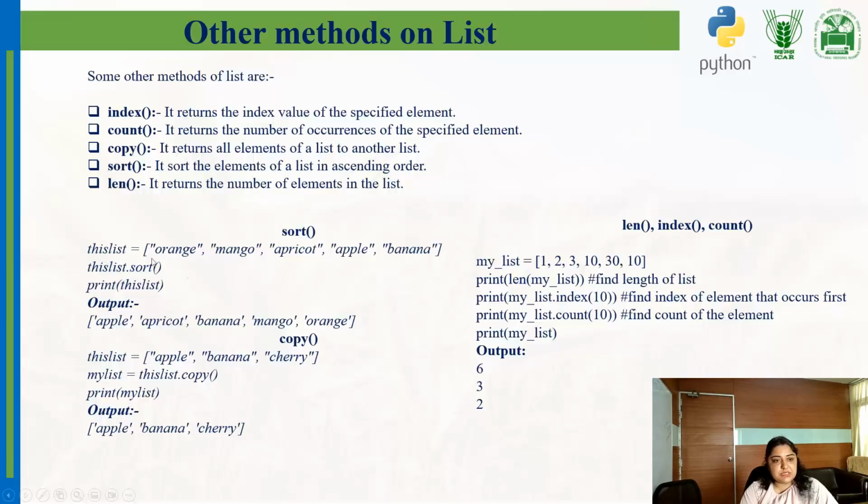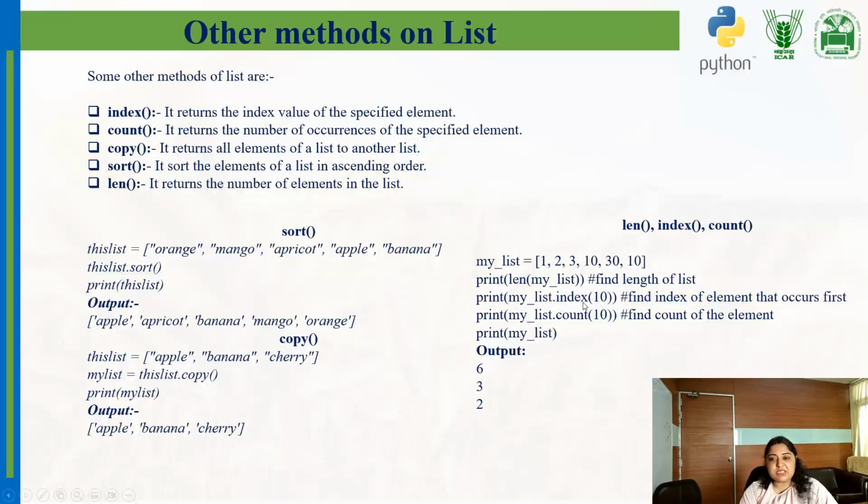For example, this is your list. Using the sort method, your list is sorted in ascending order in alphabetic manner. Using the copy method, you copy this list into my list, and when you print my list, the output is apple, banana, cherry. Then the length calculates the length of the list, meaning it will return the total number of elements present in the list.